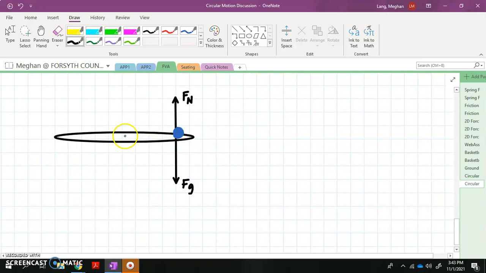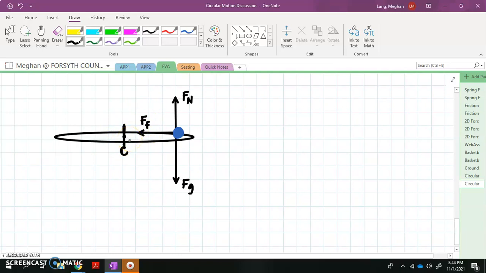So if the center of my circle is over here, so I'm rotating around a point right here, let's say that's fixed into the ground, you can call it a little pin or something, then I would have a force of friction pointed this way towards that center, because that object would want to slide outward. Now notice this force of friction is pointed towards the center, and that's where you get the name centripetal force. Centripetal just means center seeking.